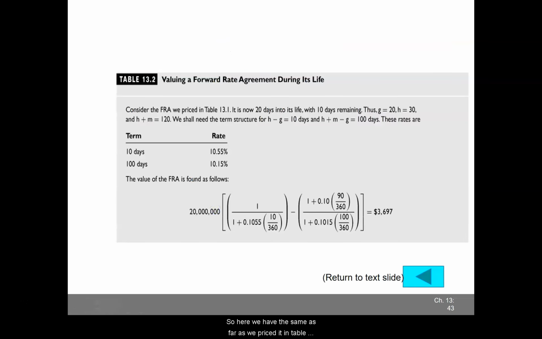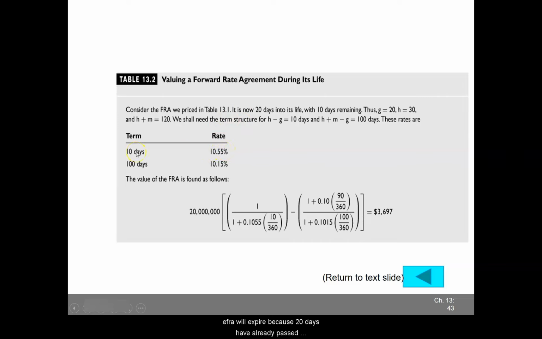So here we have the same FRA as we priced it in table 13.1, and it's now 20 days into its life with 10 days remaining. Thus G is equal to 20 and H is equal to 30, and H plus M is equal to 120. So we shall need the term structure for H minus G because now the 20 days have gone, so the interest rates have changed. So what are the current interest rates that we need? We need the interest rate for the remaining 10 days, till the FRA expires, because 20 days have already passed, so only 10 days are left.